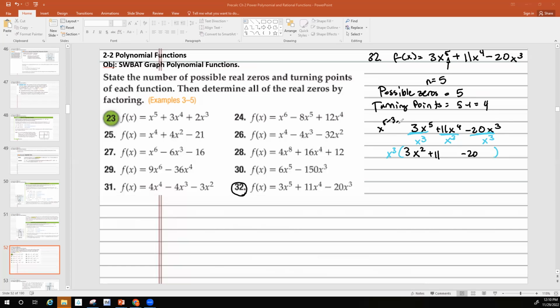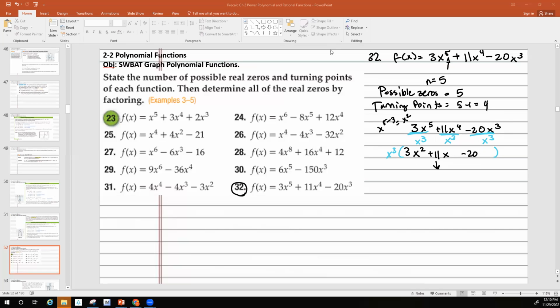Remember, when you divide the same base, you just subtract the exponents. So here, x to the 4th minus x cubed is x to the 1st, and x cubed divided by x cubed is 1. And that's what we wanted, a constant. So now we just want to focus on that inside. We're going to leave that x cubed out for later.